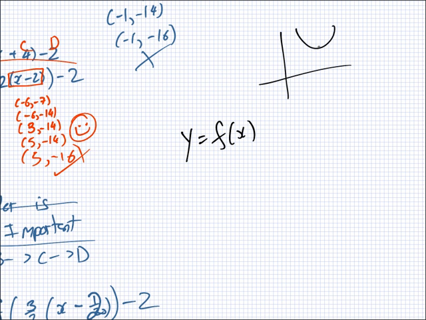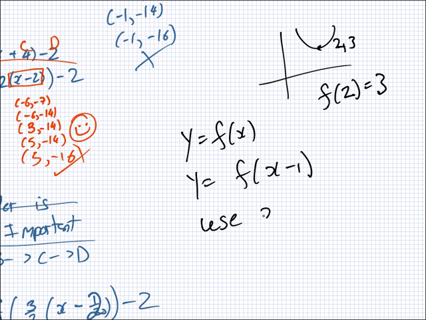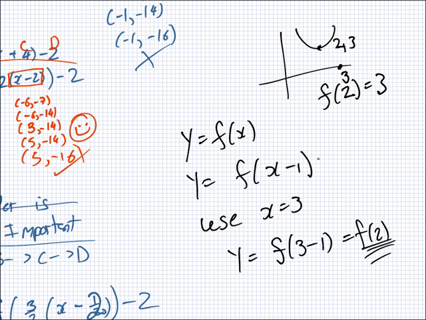Let's say this point here is 2, 3. So that means f of 2 will equal 3. If I say y equals f of x minus 1, and if I use x equals 3, then what I have is y equals f of 3 minus 1, which equals f of 2. So when I'm here at 3, I should get the same answer as when I was at 2, which is back here.